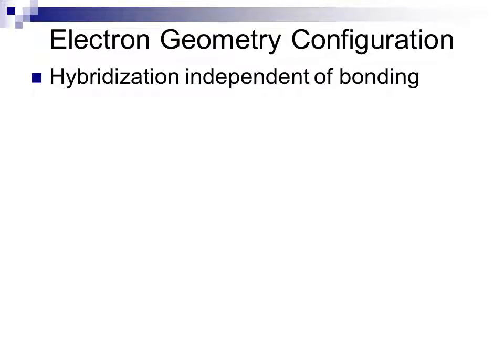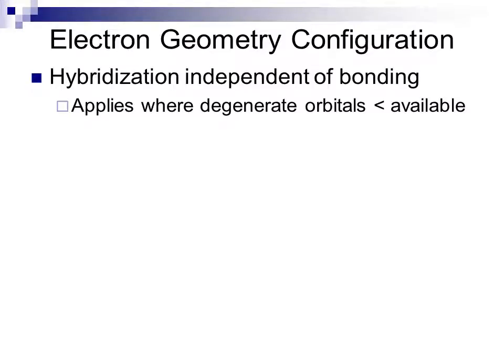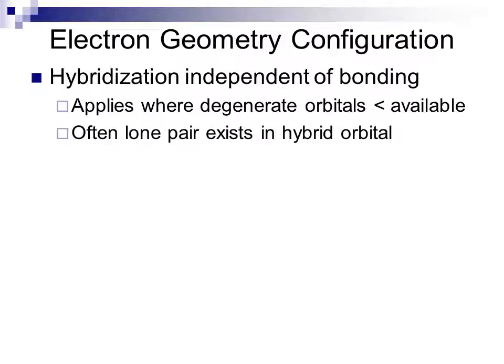Now, electron geometry configurations occurring from hybridization. Hybridization itself is independent of bonding. You're not going to necessarily have hybridization in a molecule. Most molecules do, but not all. Hybridization applies anywhere where the number of degenerate orbitals that we need is less than those that are available based upon the actual atomic orbitals involved. Something where I have a lone pair can also exist in a hybrid orbital.